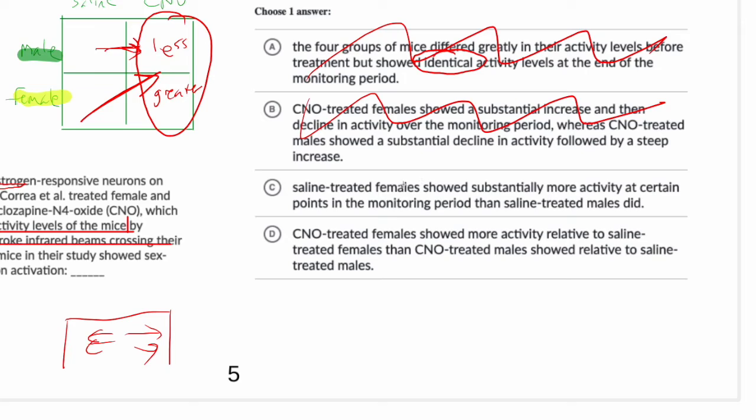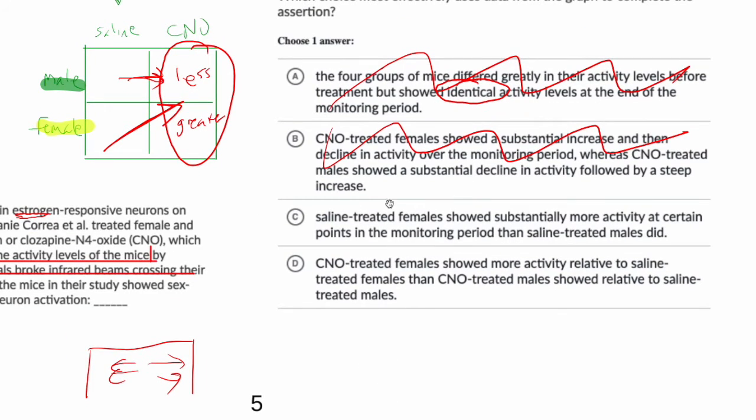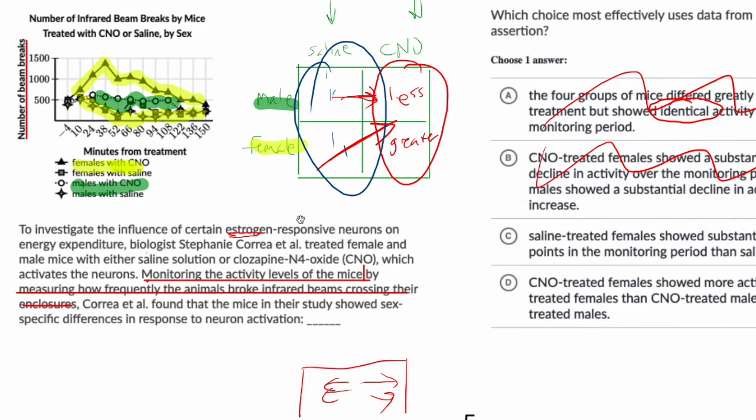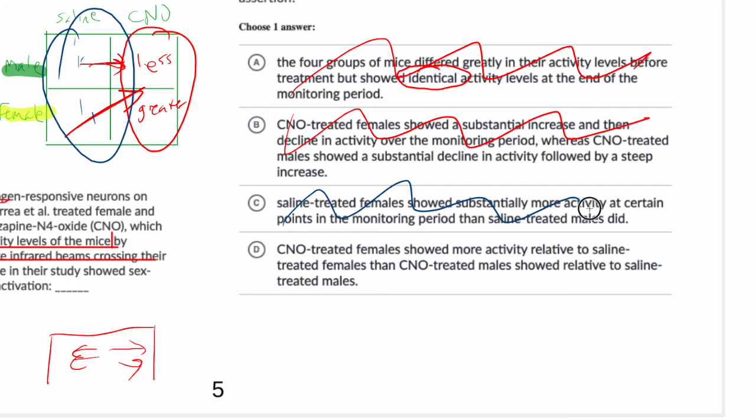And then C, "saline-treated females showed substantially more activity than saline-treated males did." Well, here, that's not relevant at all because C would just be comparing the control group situation. And we want to know what happens when they're actually exposed to this chemical. And so C, not relevant. And again, it's going to be D.